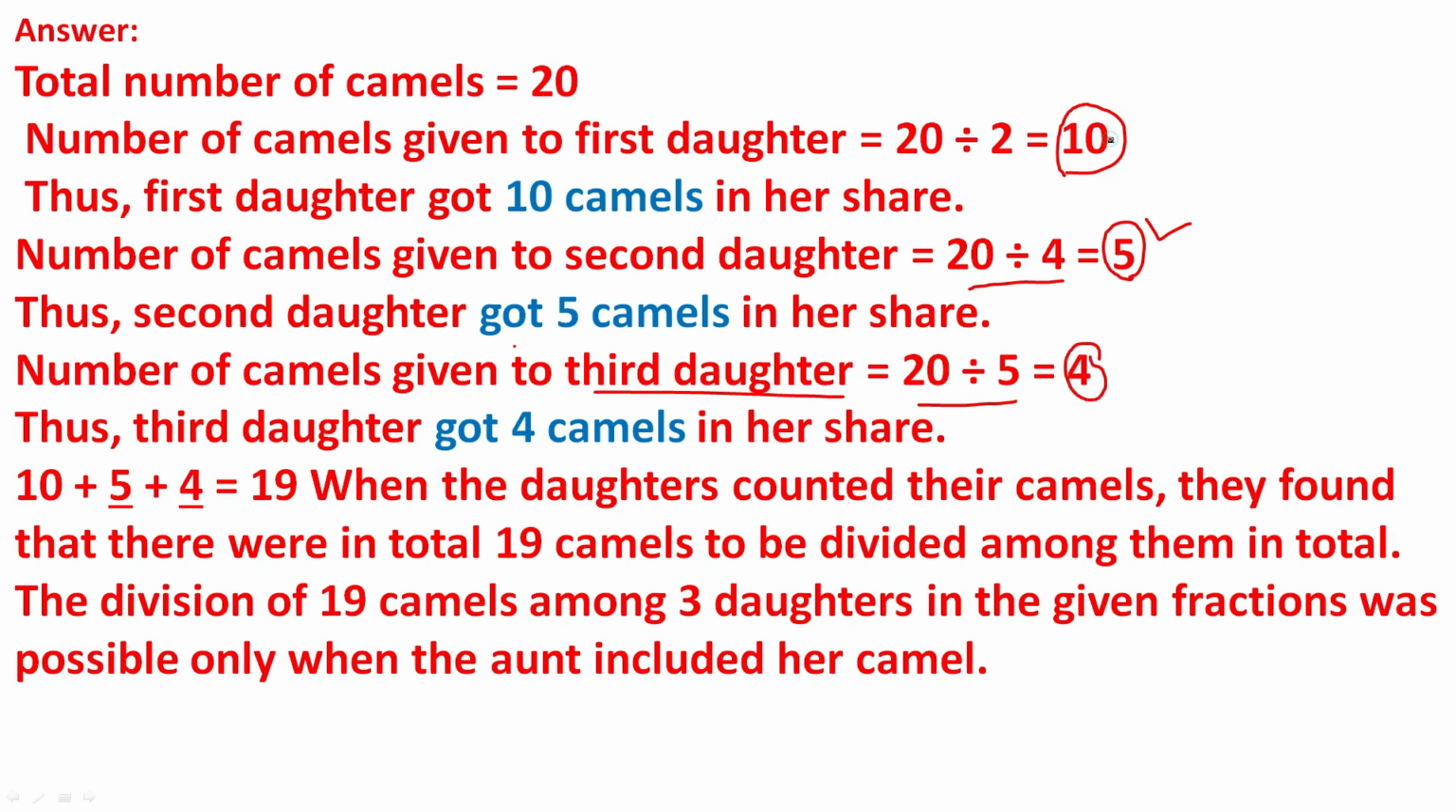If you add 10 plus 5 plus 4, totally 19 camels. So one camel is left out. When the daughters counted their camels, they found that there were 19 camels to be divided among them. The division of 19 camels among 3 daughters in the given fractions was possible only when the aunt included her camel.